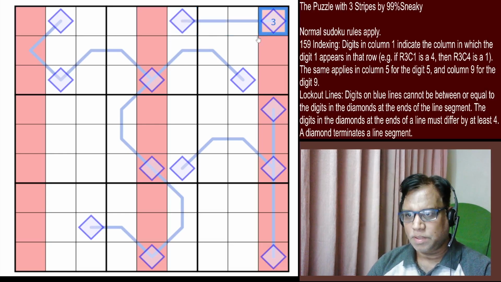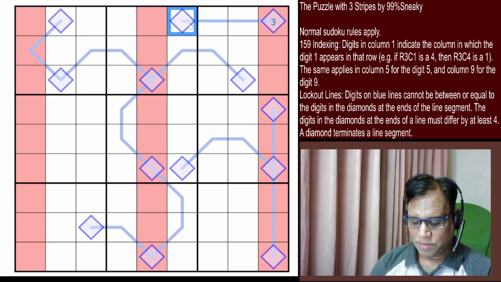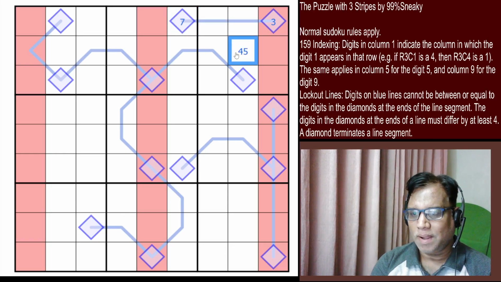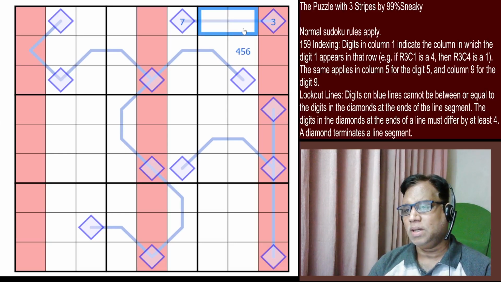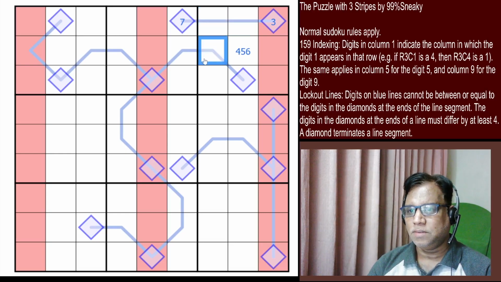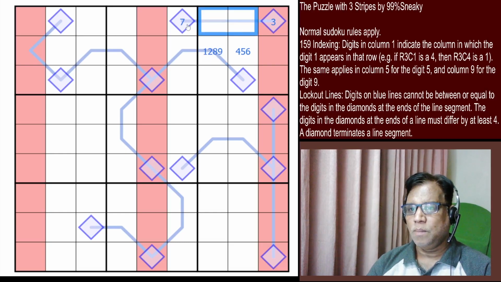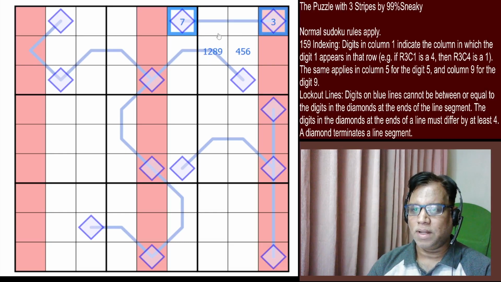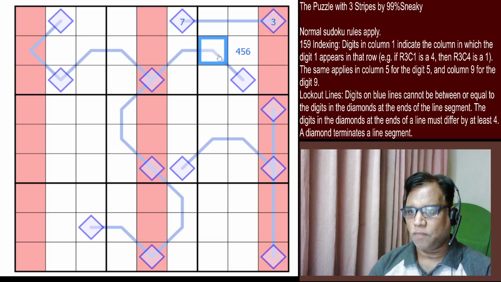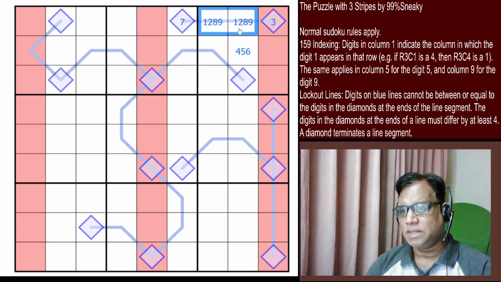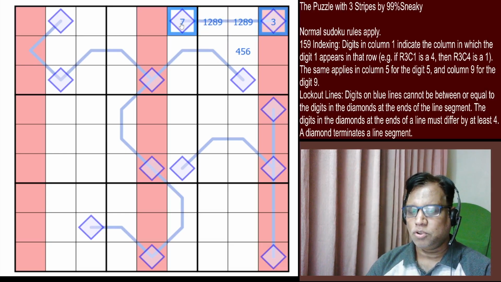So if this is, let's say, 3 and this is, let's say, 7, then these digits cannot be between 3 and 7. So the digits 4, 5, 6 cannot appear here. It could have any other digits, which are 1, 2, 8 or 9, because this is 7 and 3, but it cannot have 4, 5, 6 because those are within this range, and the difference between these two should be a minimum of 4.